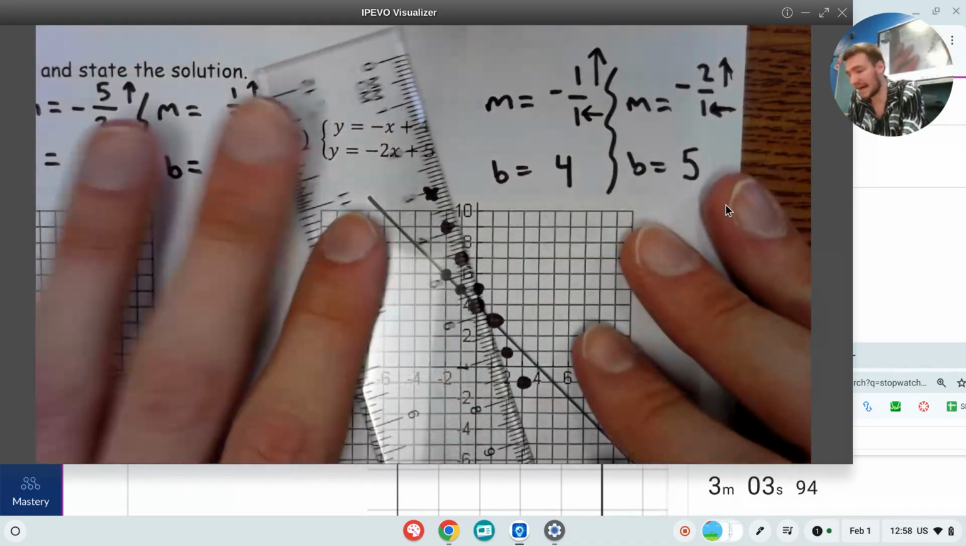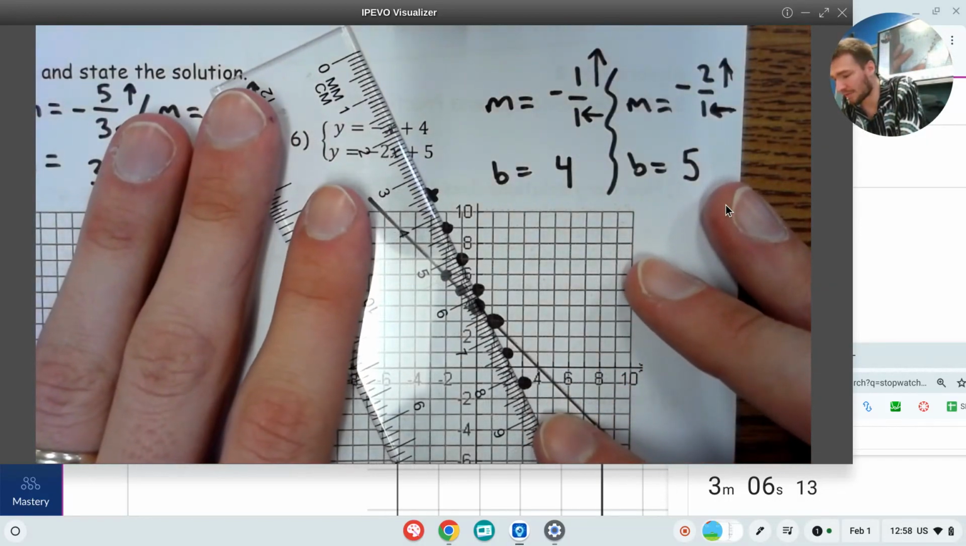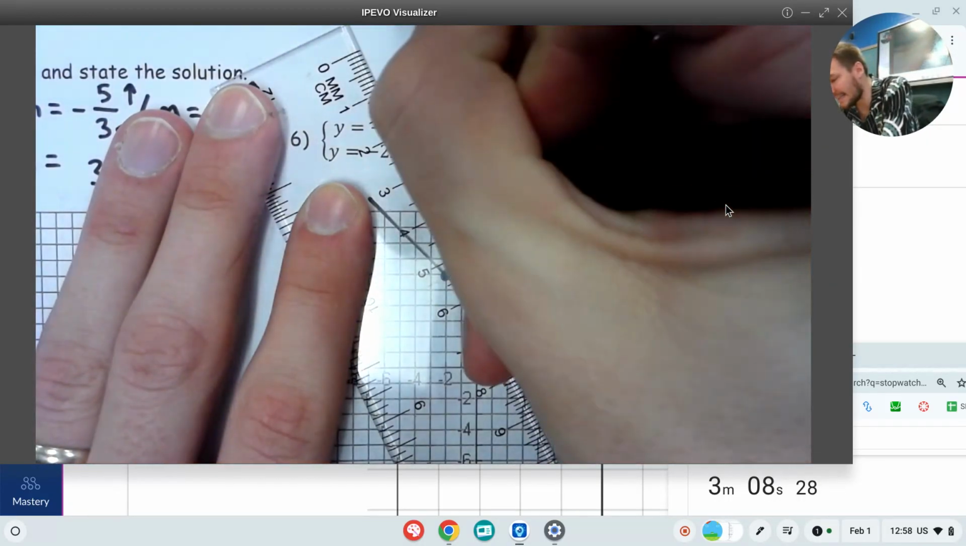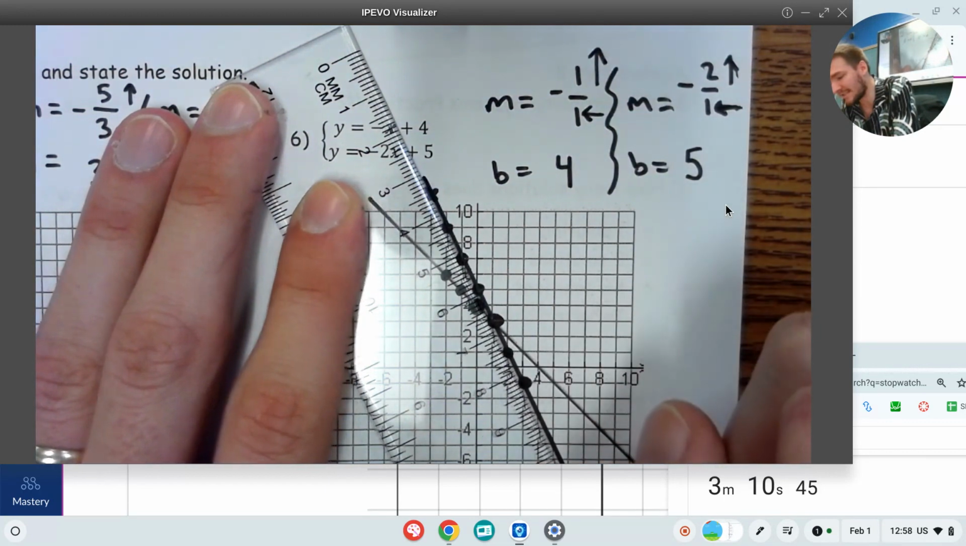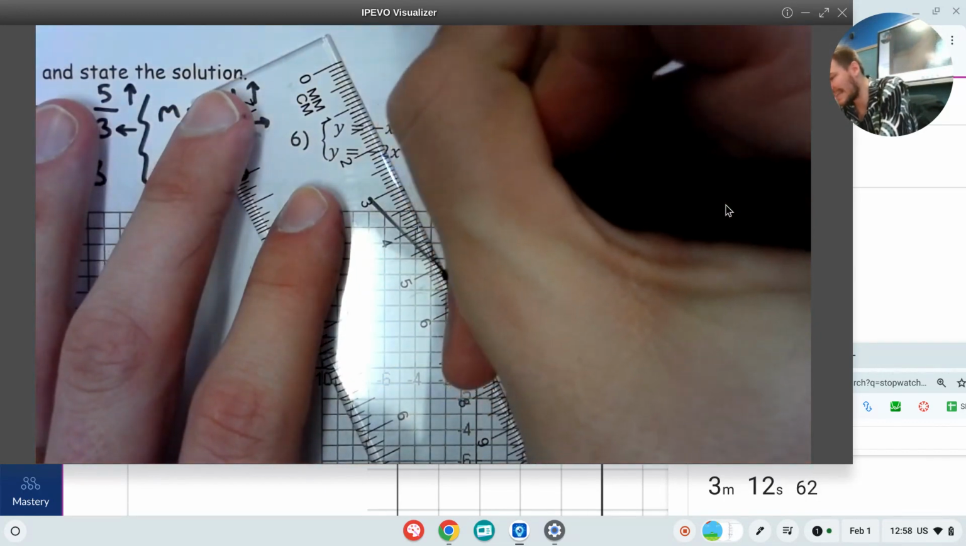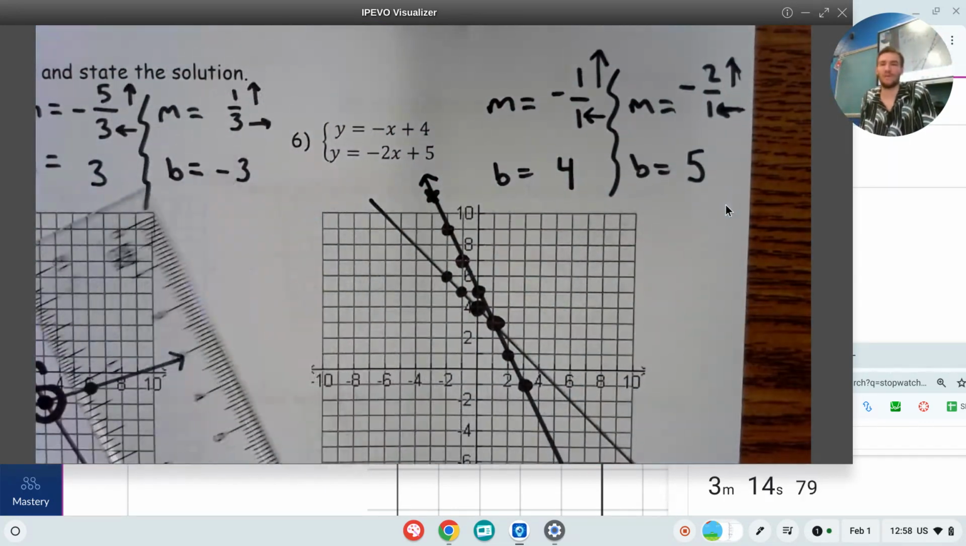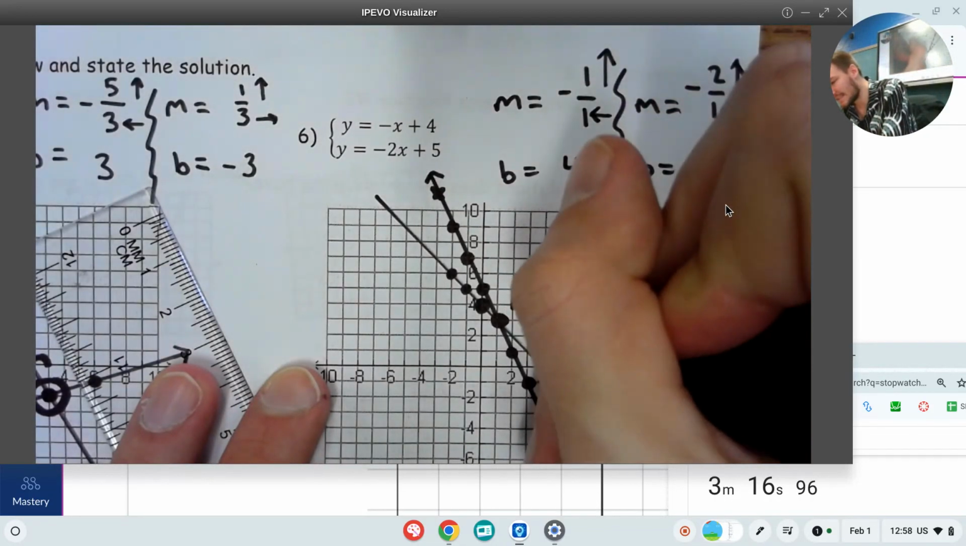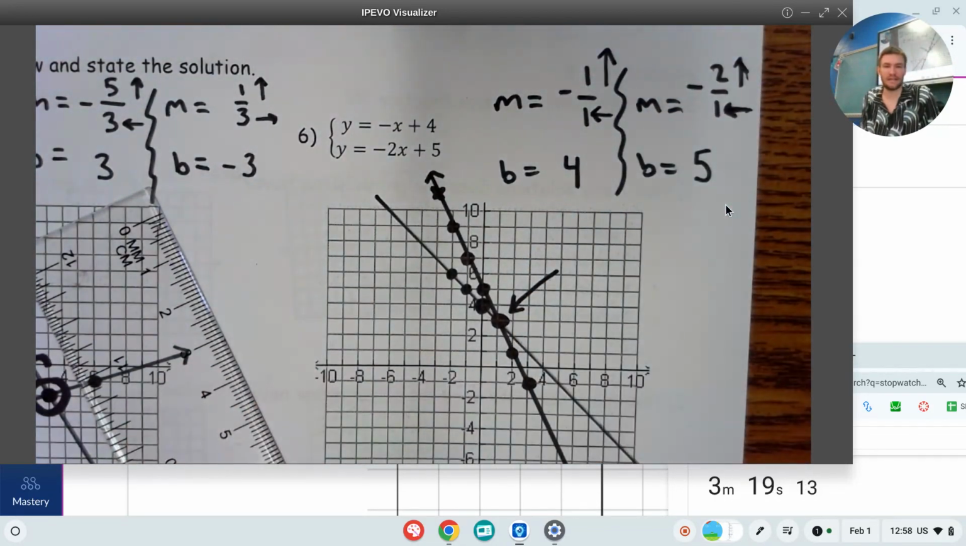If you look at the timer, this question took us about 3 minutes. And like I said, this was probably the hardest question we did so far, because we didn't quite know the intersection right away. But here it is. That's the intersection right there.